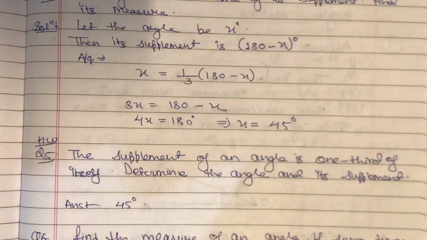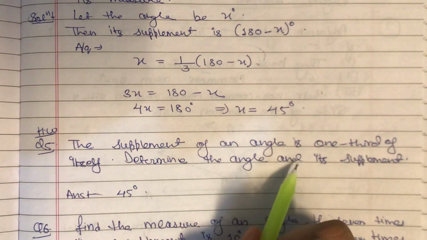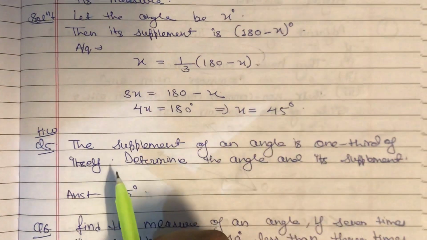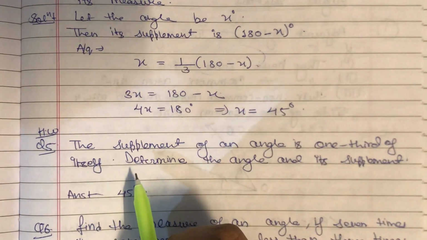Now I am giving you one question to solve. The supplement of an angle is 1/3 of itself. Determine the angle and its supplement. So solve it and write your answer in the comment box, whether you are able to solve it or not.